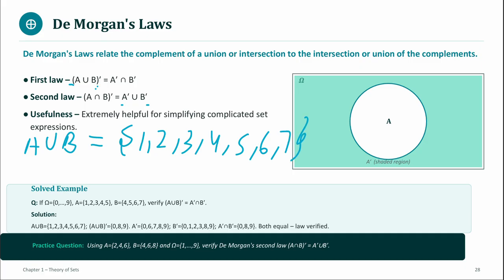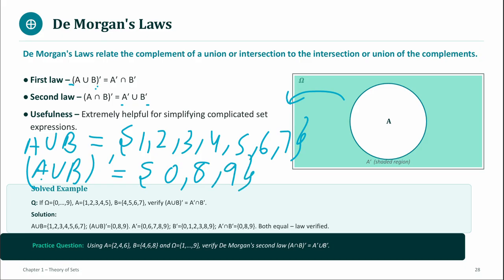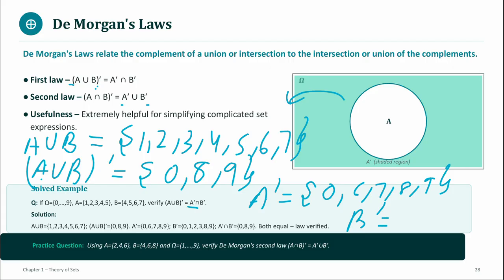Now, what is the complement of A union B? That means what is left in the universal set which we haven't included here. So it is {0, 8, 9}. Now let us calculate A complement. A complement comes out to be {0, 6, 7, 8, 9}. And what is the B complement? B complement comes out to be {0, 1, 2, 3, 8, 9}.